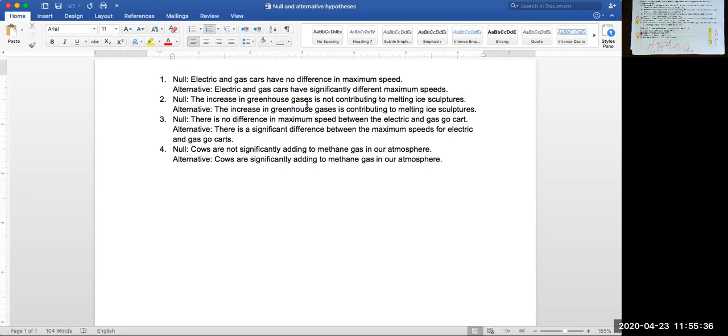The increase in greenhouse gases is not contributing. The increase in greenhouse gases is contributing. Is not. These are two-tailed tests as well.